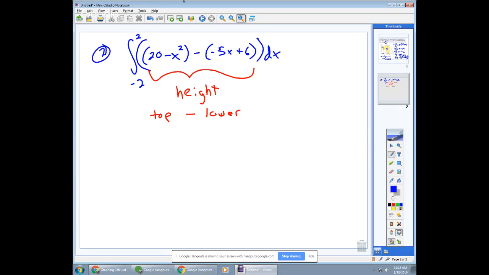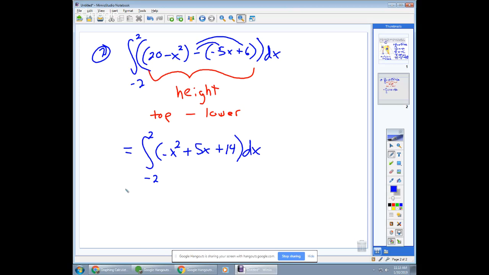So what I'm going to get here, pen is not, come on. There you go. So now I have the integral from -2 to 2. Here the x squared is negative. Minus a negative gives me plus 5x. And then I have 20 minus 6, which is plus 14. So it's just the opposite of the one we were already working with.